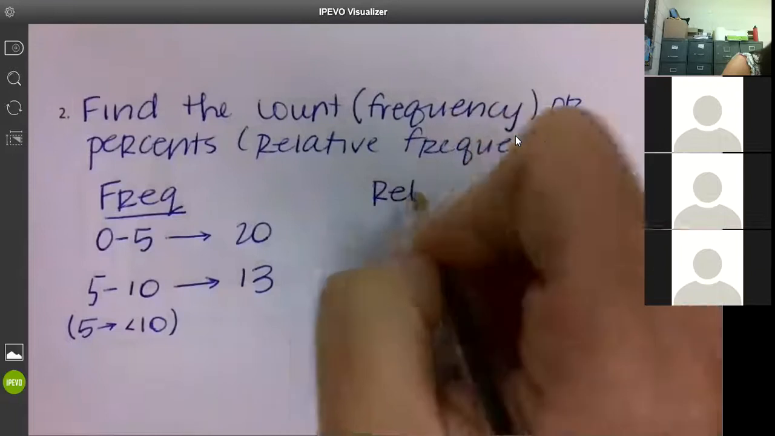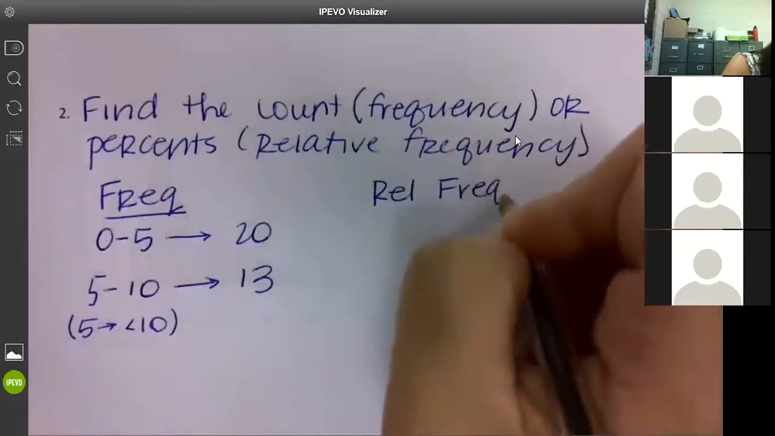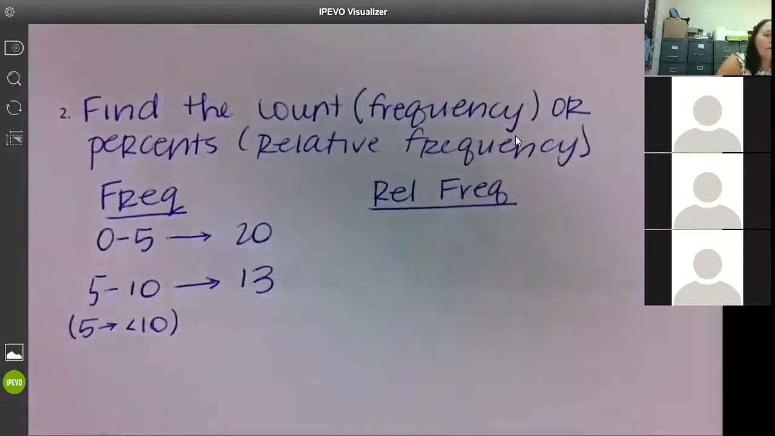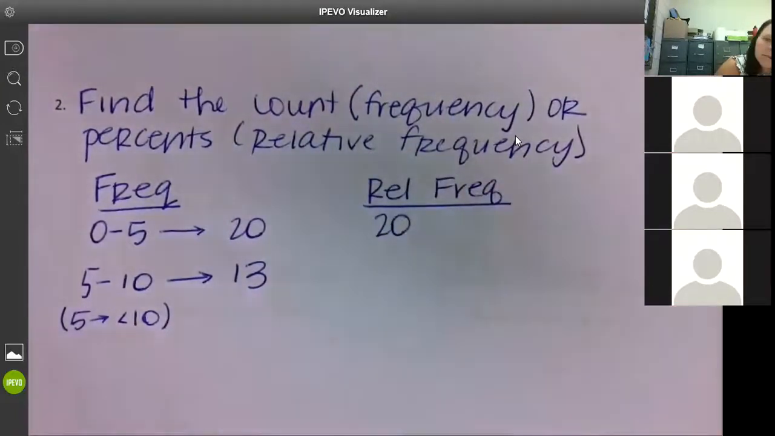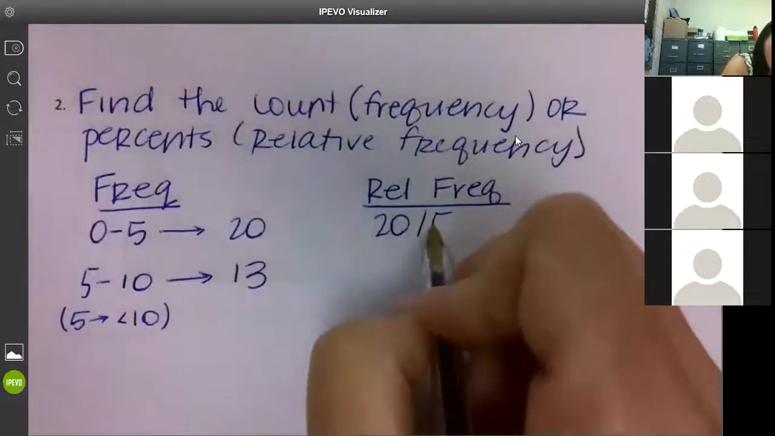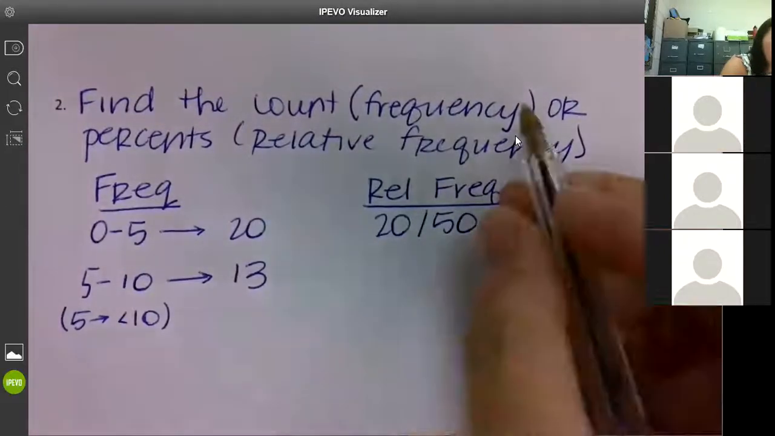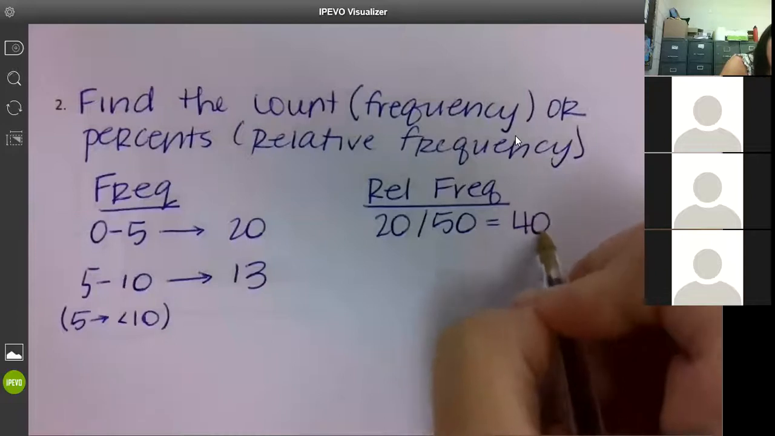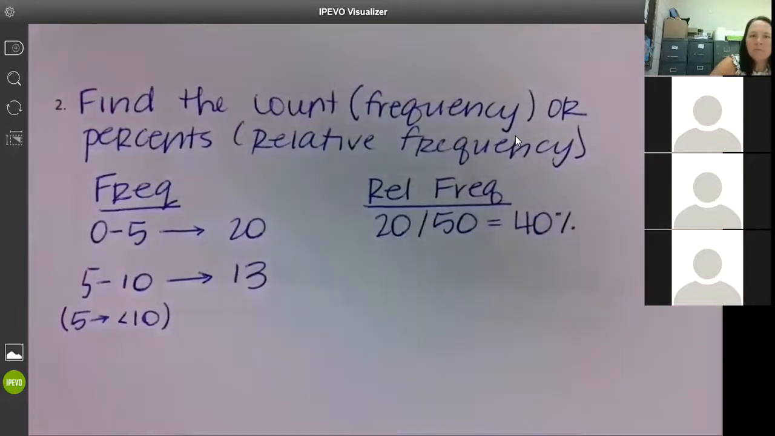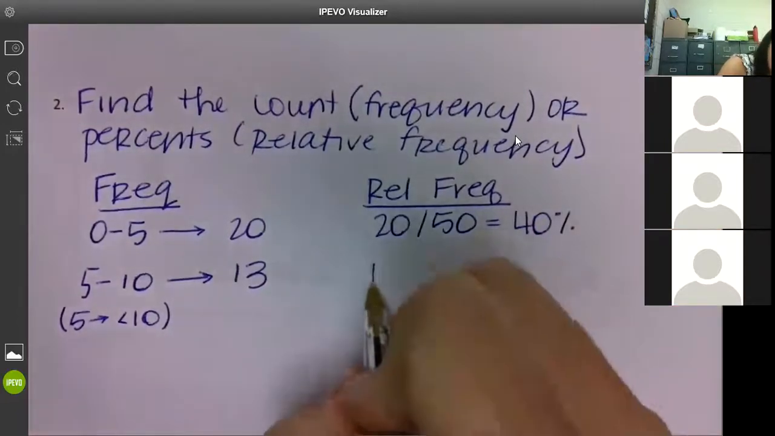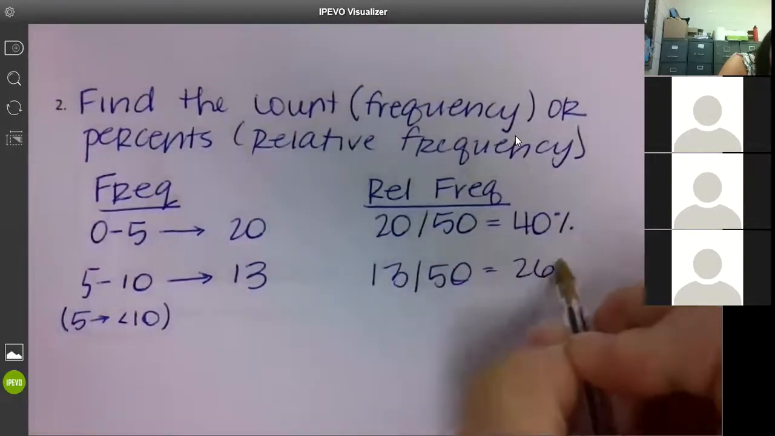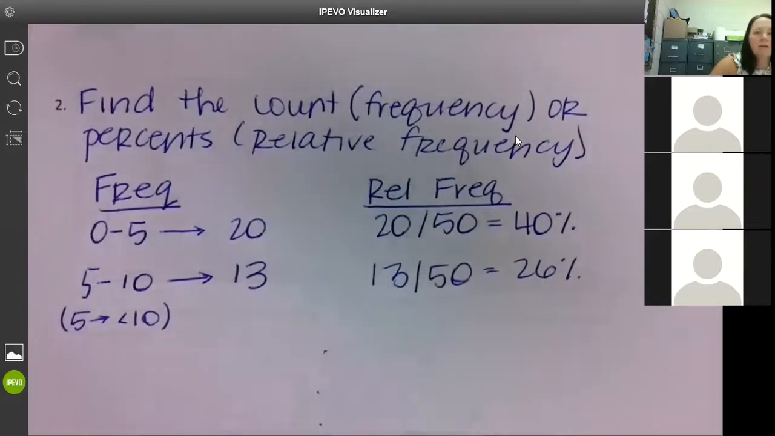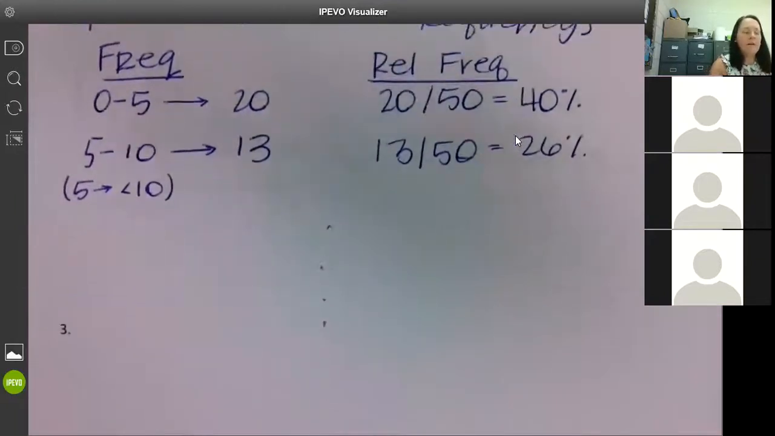To find your relative frequency, you're going to take your count out of the total. There were 50 data points, which gives you 40%. And you guys know how to do that. The next one, we had a count of 13 out of 50, which is 26%. And you just keep doing this all the way down. So again, I'm not going to do all of them for you.